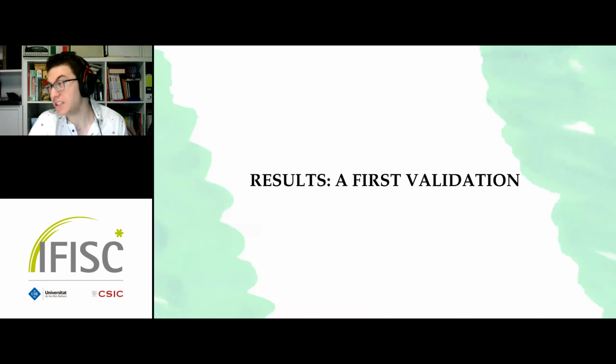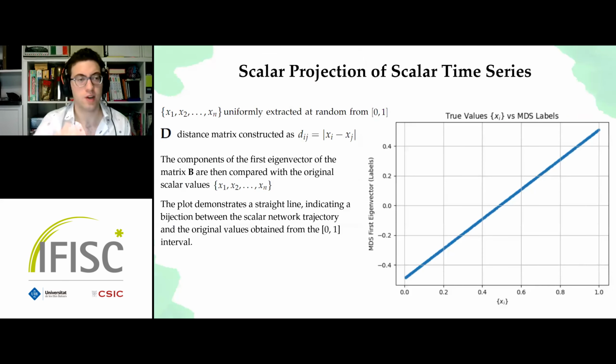And we aim to validate this result to know that we are confident using this in other systems. The first validation is pretty straightforward: we just extract a time series from the 0-1 interval uniformly at random. We construct the distance matrix using the Euclidean distance shown here. We then extract just one component of the matrix X we told about before in classical multidimensional scaling. And of course, we have a 1D time series. The reduction should reflect a 1-1 relation, and this bijection appears here. The scalar network trajectory and the original values obtained from the 0-1 interval are shown to be equal.